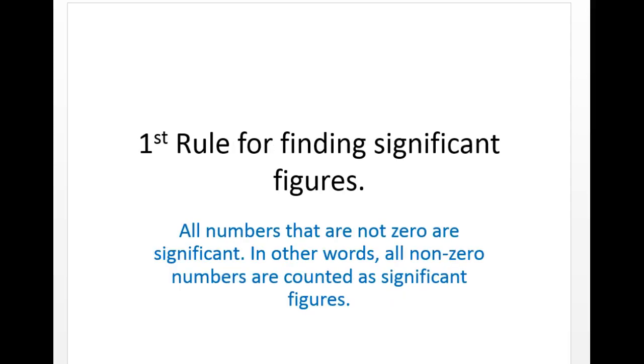There are going to be three different rules in this video. There are actually four rules, but the last one I'm going to separate from these three, and then we get into the whole issue of addition and multiplication of significant figures. But in this video, we are going to be dealing with three rules. Rule number one: all numbers that are not zero are significant. In other words, all non-zero numbers are counted as significant figures.